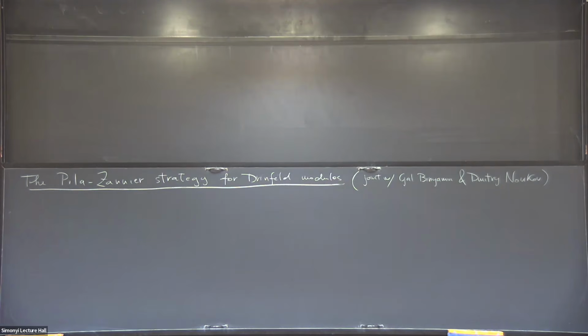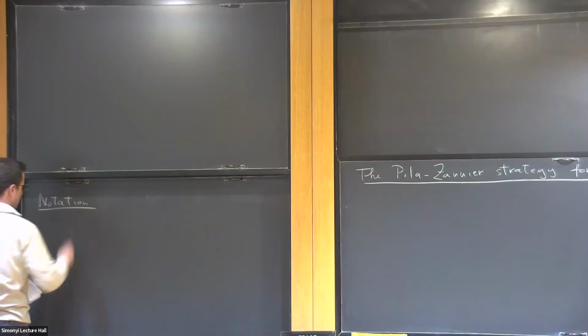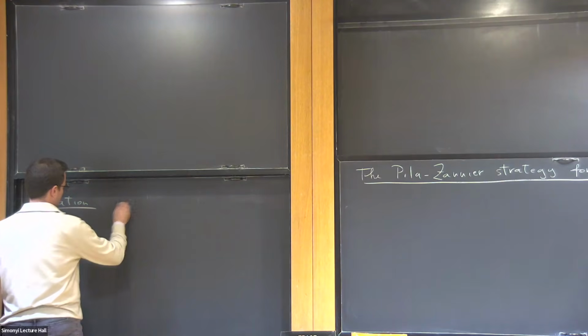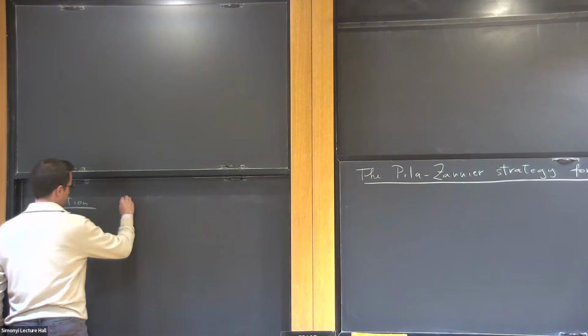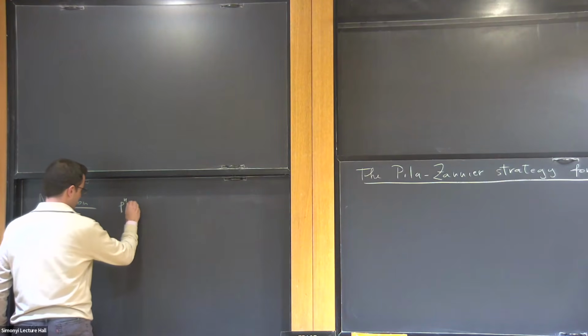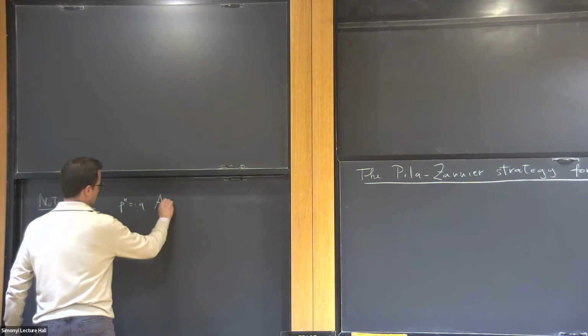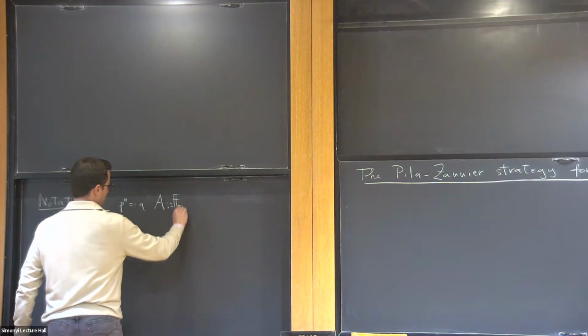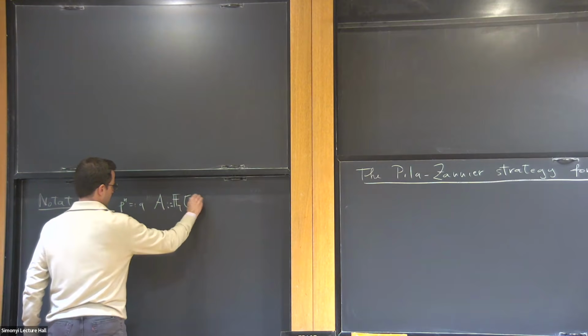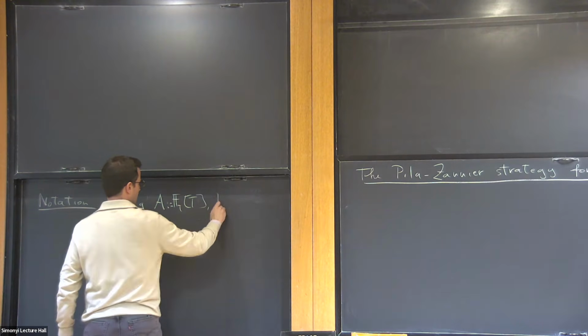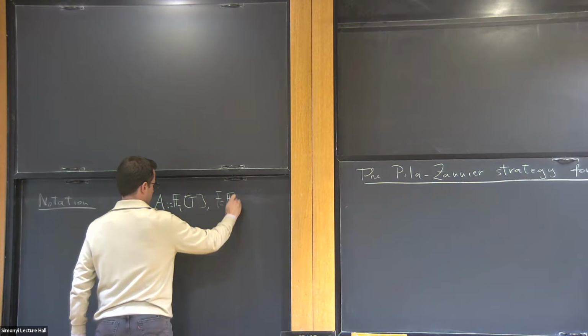I hope it's readable here for everyone. So we take a prime P and we fix some power of it. We're going to call it Q as usual. Then by A, I will mean the polynomials with coefficients in FQ. By F, the fraction field, so rational functions.